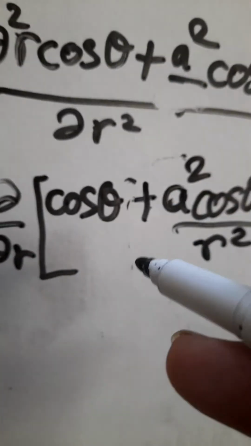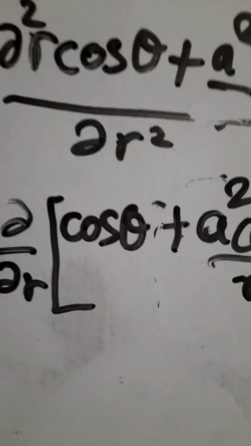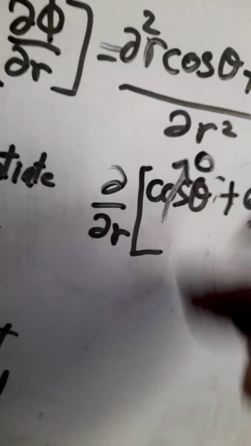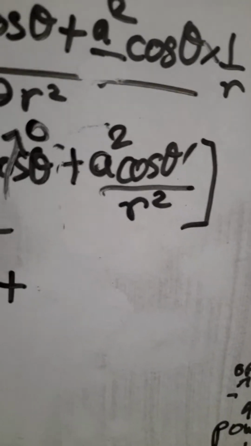So r was the variable here because it is differentiation with respect to r. If r had been there, it would be a coefficient, but now r is also not there. So this is a constant. The derivative of a constant is 0. So this is 0. So this would be 0 plus a square cos theta.